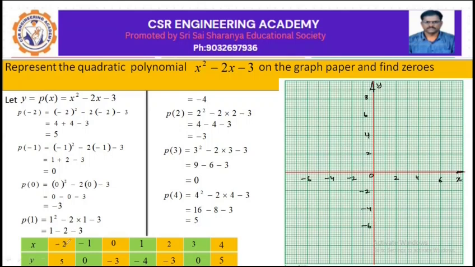Plot the first point as minus 2, 5. X is equal to minus 2, y is equal to 5. Next point minus 1, 0. X is equal to minus 1, y value 0. X is equal to 0, y is equal to minus 3. X is equal to 1, y is equal to minus 4. X is equal to 2, y is equal to minus 3.